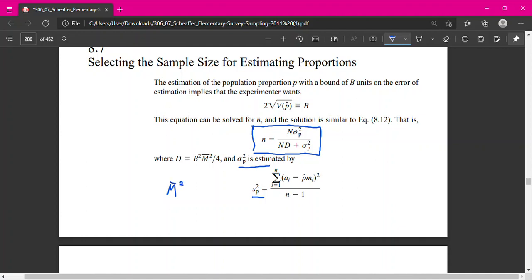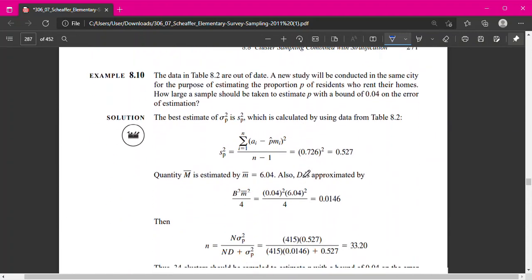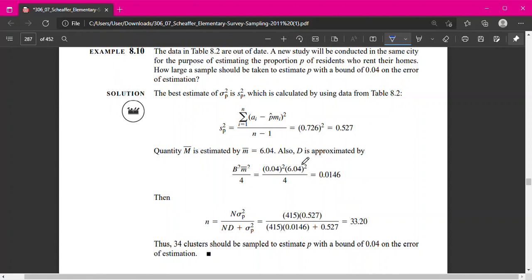Once again, if we cannot know the value of capital M bar, we can estimate it using small m bar. Sorry, we cannot write it like this. To estimate capital M bar, you can estimate using small m bar. Okay, let's see the example. A new study will be conducted in the same city for the purpose of estimating the proportion.